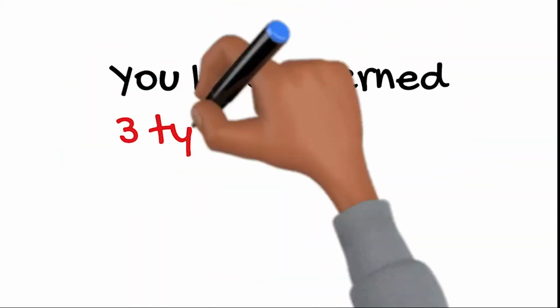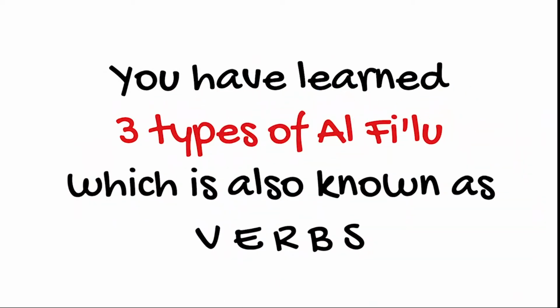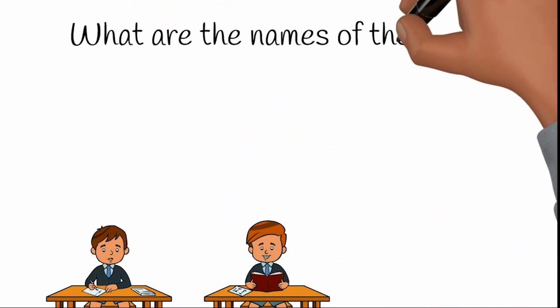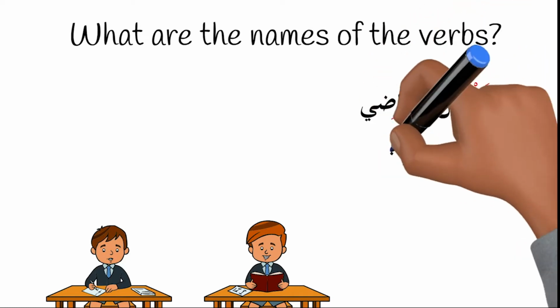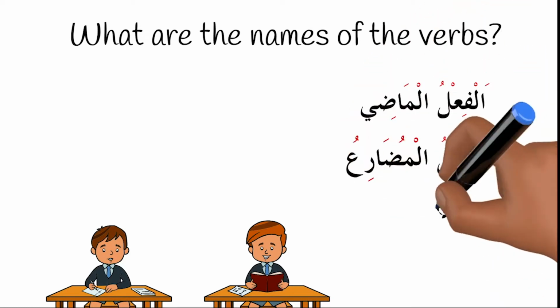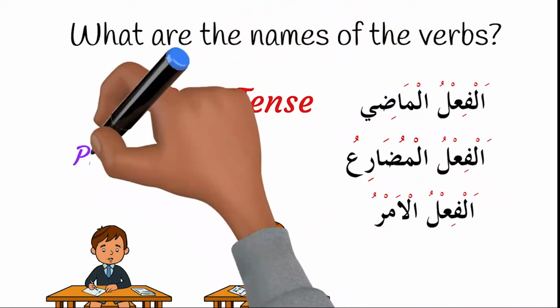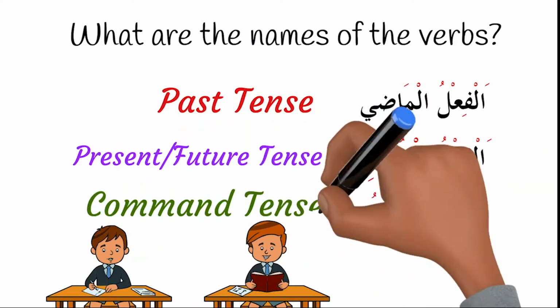You have learned 3 types of الفعل, which is also known as verbs. What are the names of the verbs? الفعل الماضي. الفعل المضارع. الفعل الأمر. Past tense, present tense, command tense.